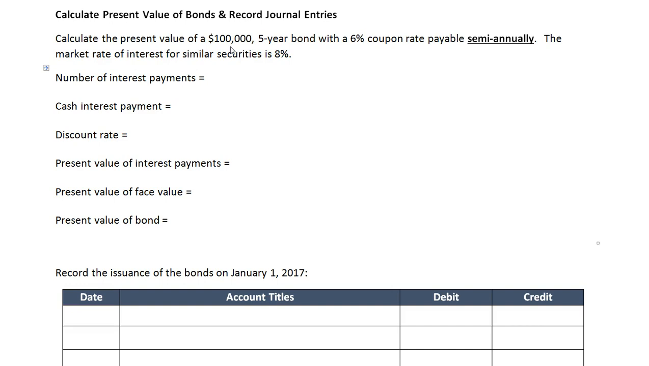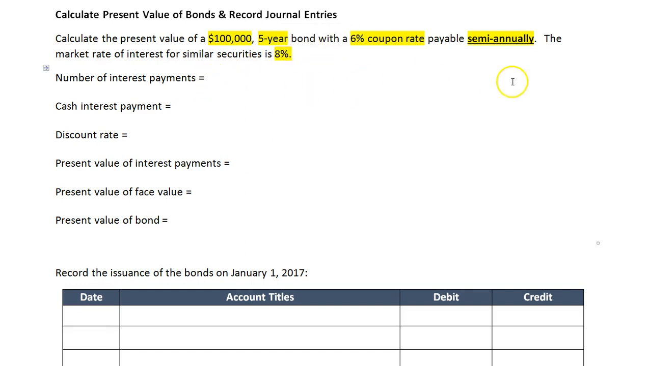This is asking us to calculate the present value of a $100,000 5-year bond with a 6% coupon rate. So that's the rate that the bond is paying, the 6%. And it's paying that semi-annually, which means every 6 months. The market rate of interest is 8%.